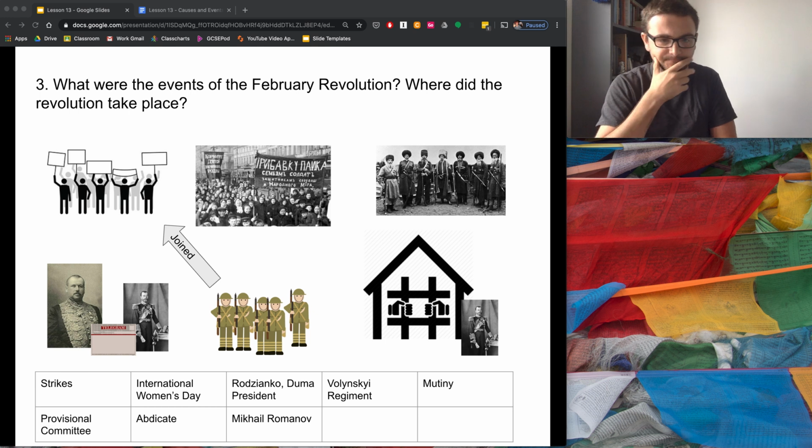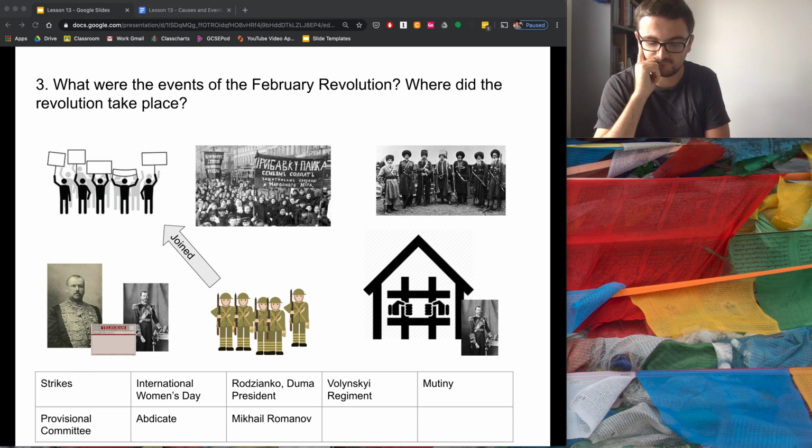Then a week later, on Thursday the 23rd of February, International Women's Day, there were the traditional marches taking place to celebrate International Women's Day. Now, when those marches take place, they are joined and their numbers are swelled by 90,000 striking workers from 50 Petrograd factories, and those 50 factories were forced to close by the strikers.